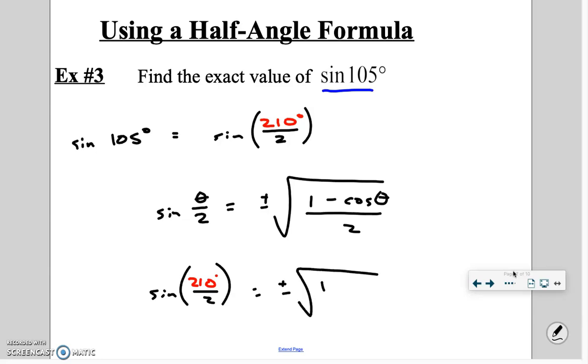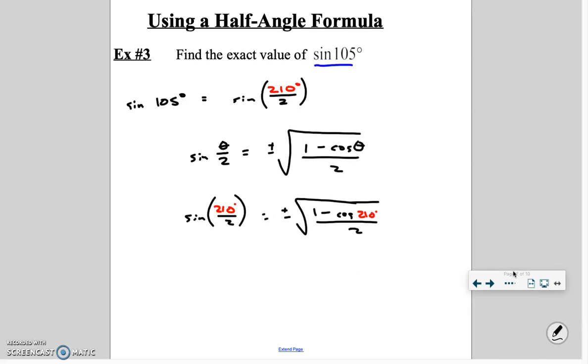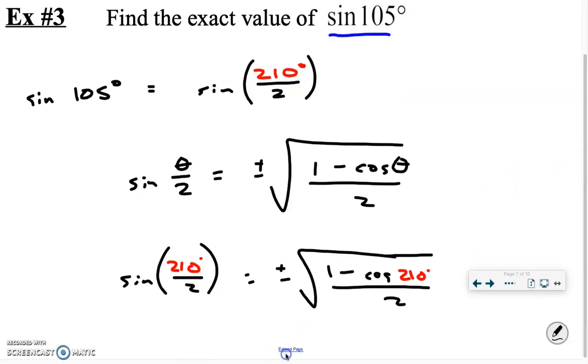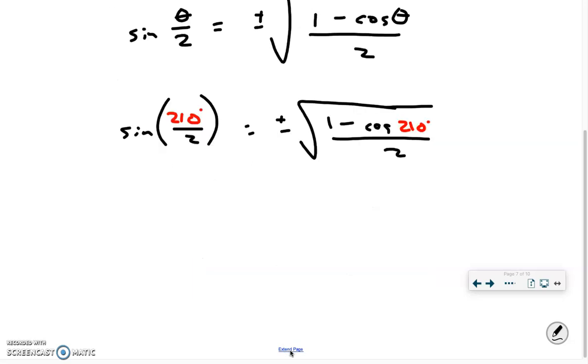210? So we've got 1 minus the cosine of 210 degrees all over 2. All right, now we could make the argument that we're actually kind of sort of done with the pre-calculus. I would actually argue that we have one more step. We need to figure out, I like to do it early on, are we going to say that this is the positive or this is the negative?